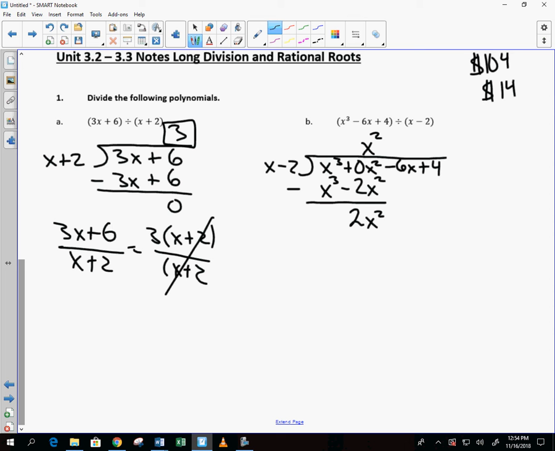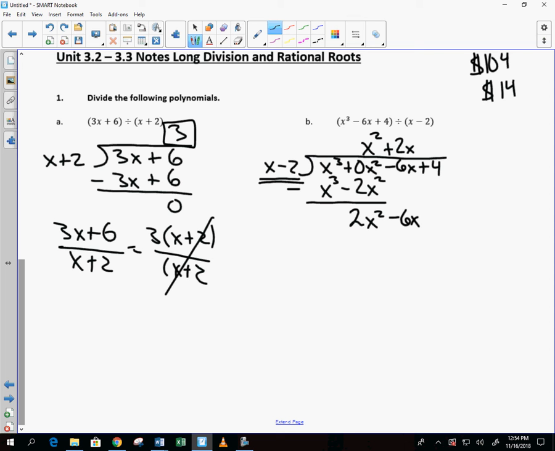Now here's the deal. I've got a binomial here. That means it's got 2 terms, right? Right here I got 1 term. I need to get a second term, so what do I do? Bring down the negative 6x. That's why I bring down the negative 6x, because I need a binomial into a binomial. That's what I need. What do you multiply x by to get 2x squared?